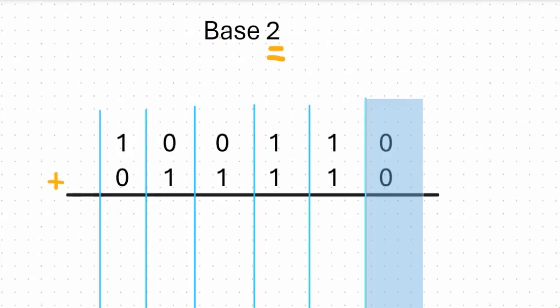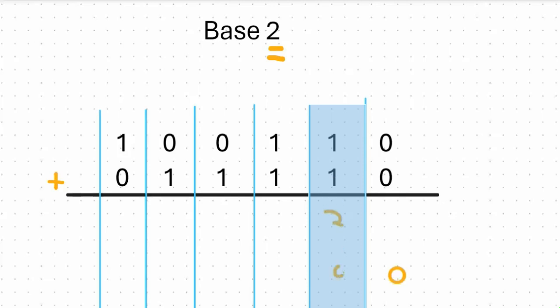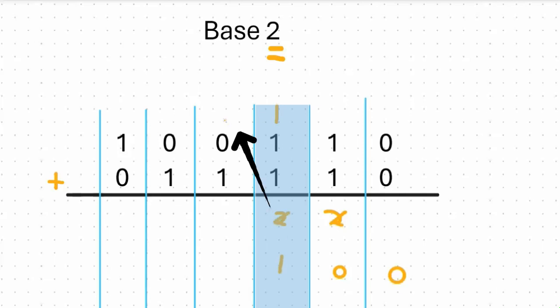Let us solve this base 2. Remember, we carry when we have 2 or above. So 0 plus 0 is 0. That was easy. Now 1 plus 1 is actually 2 plus 0. So bring down the 0, carry. 1 plus 1 plus 1 is 3, is actually 2 plus 1, carry.